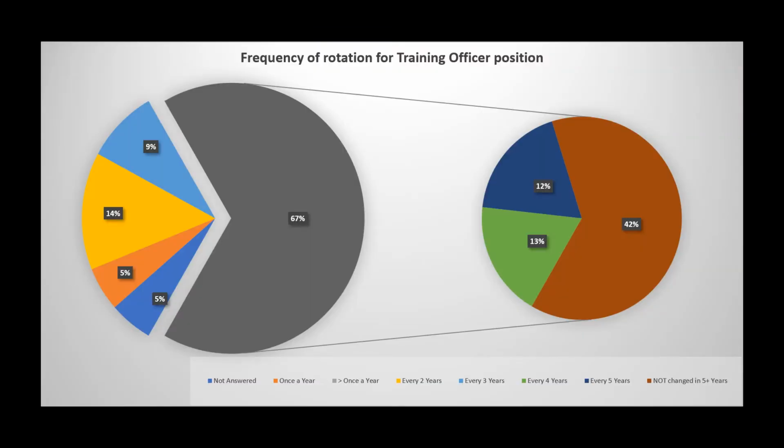So in my survey, I asked about the frequency of rotation of the training officer position. As you can see here in the darker gray area, 67% stated it could be greater than once a year. How would that be helpful to consistency and continuity in your training?